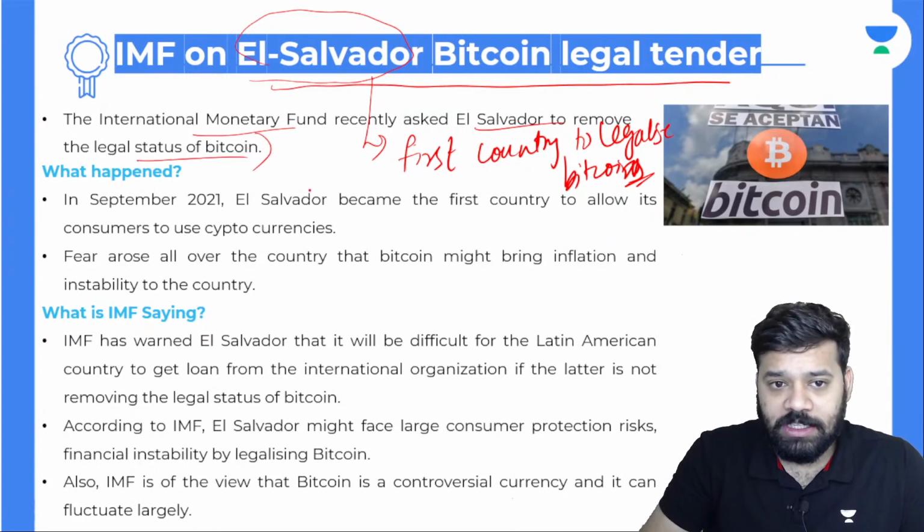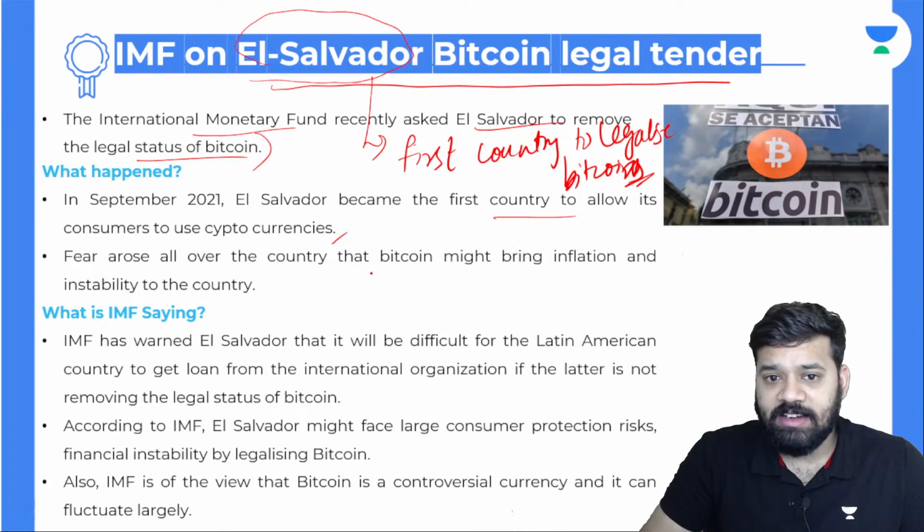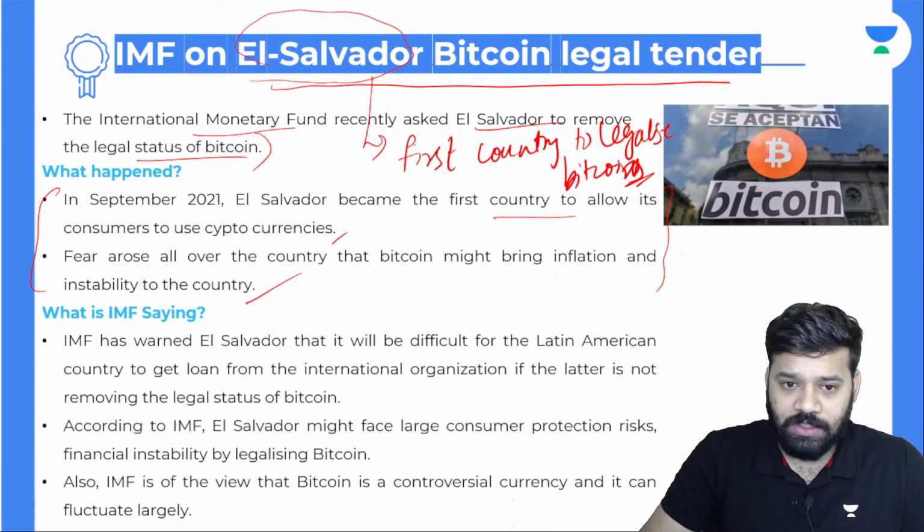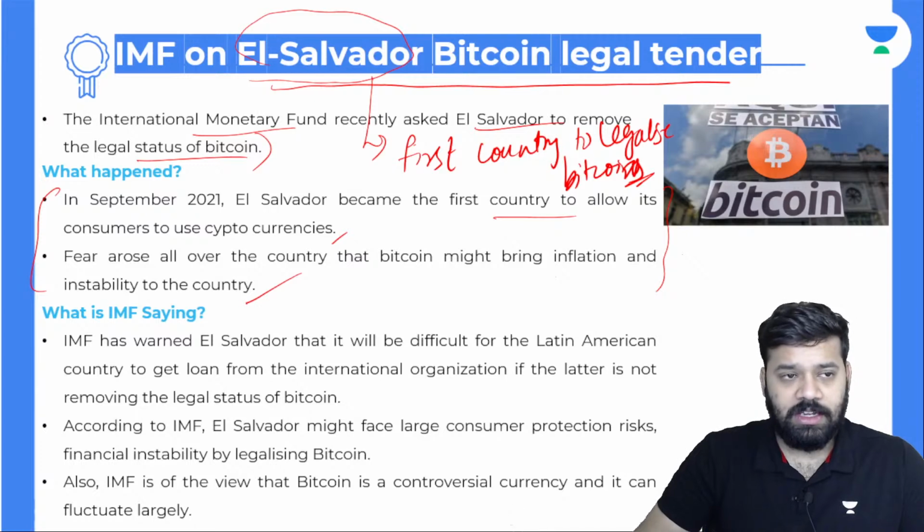In September 2021, El Salvador became the first country to allow its consumers to use cryptocurrencies. Fear arose all over the country that Bitcoin might bring inflation and instability, because Bitcoin is something that is not tested, that is not known. How does it work? The fear with Bitcoin is that since it is virtual, it can be used for terror funding, and there is no KYC compliance, no know your customer, you don't know who is going to transfer to whose account. So that is the fear with Bitcoin.